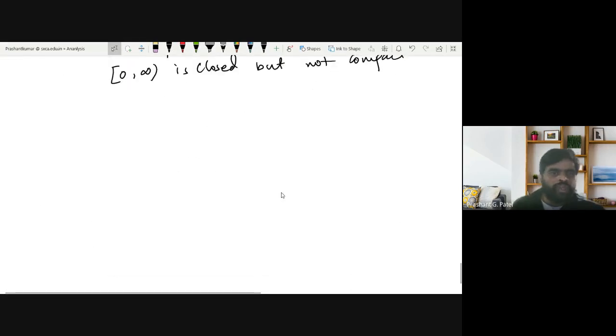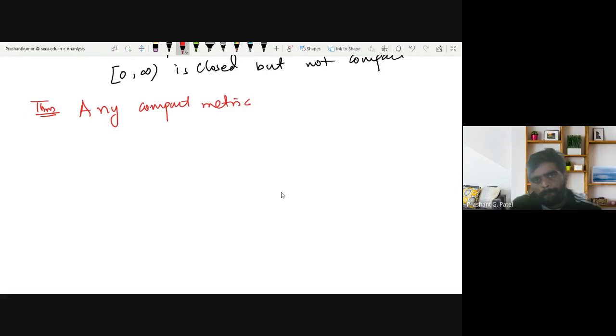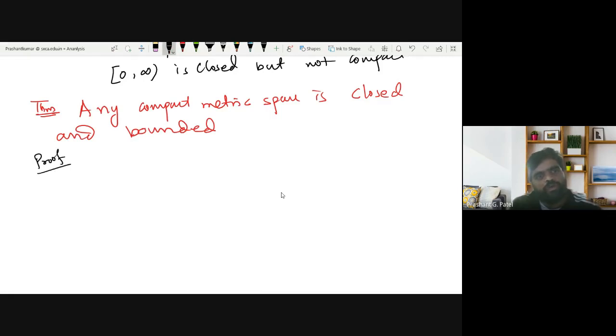So we can have another result, which is that any compact metric space is closed and bounded. So can somebody give me a proof of this in your words? A is compact implies that it is closed plus bounded.